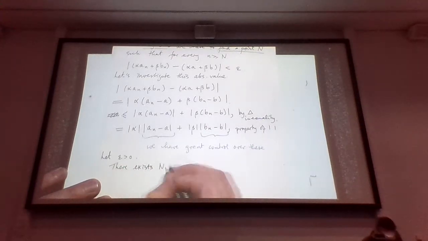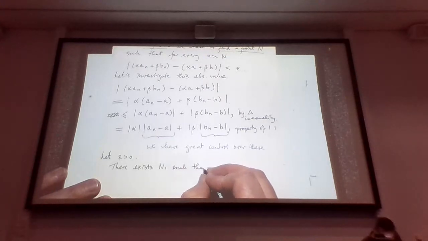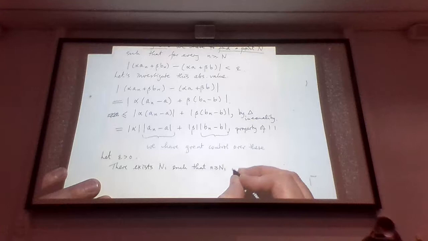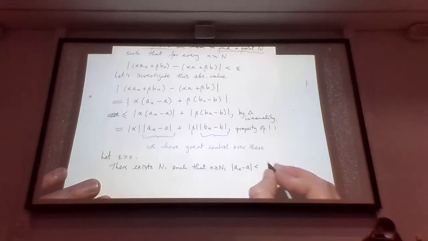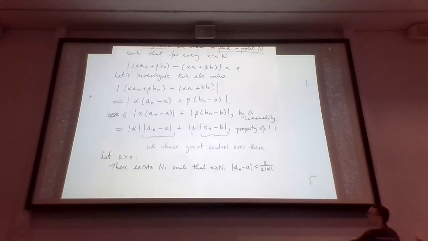And there exists a number n1 such that if n is bigger than n1, then the absolute value of an minus a will be strictly less than epsilon over 2 times the absolute value of alpha. Remember, here we're using the convergence of an to a. So we can require that the absolute value of an minus a be as small as we want. Here I'm requiring it to be smaller than epsilon over 2 times the absolute value of alpha. The reason why I'm choosing that size will become apparent shortly.